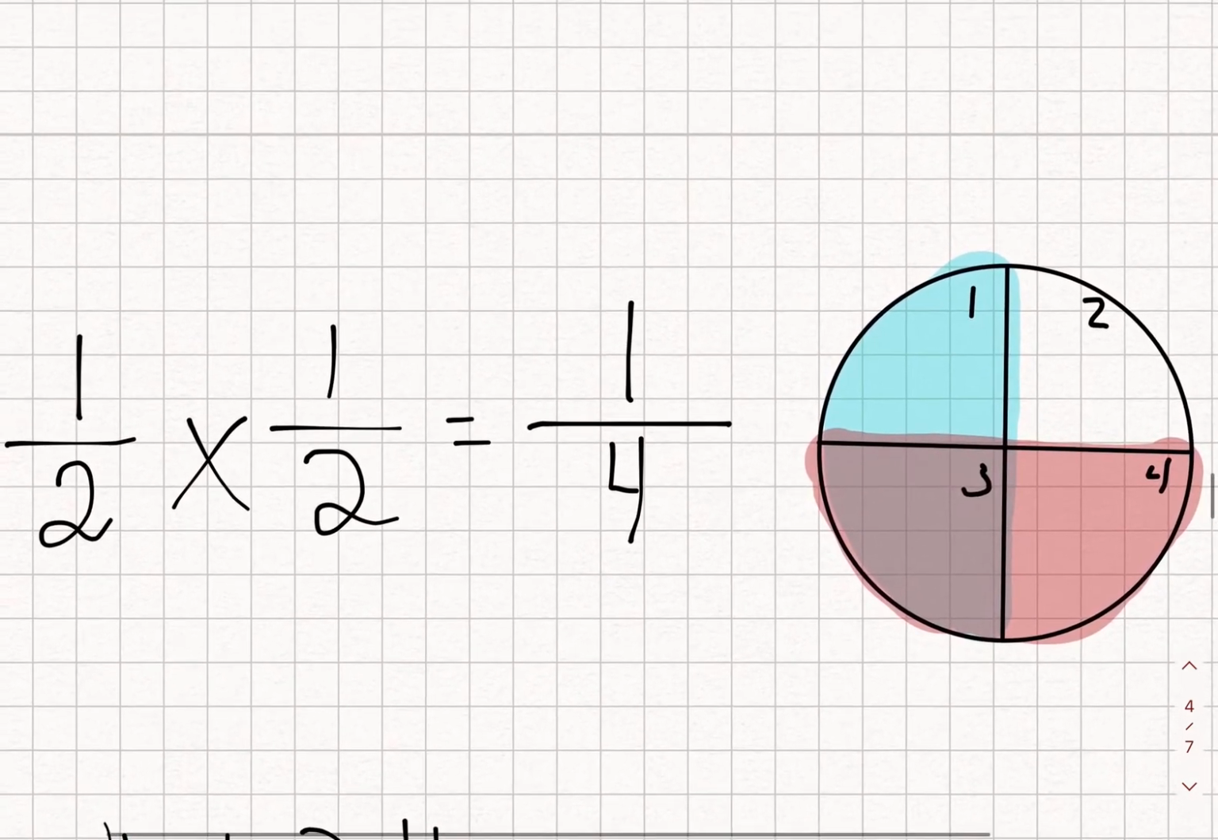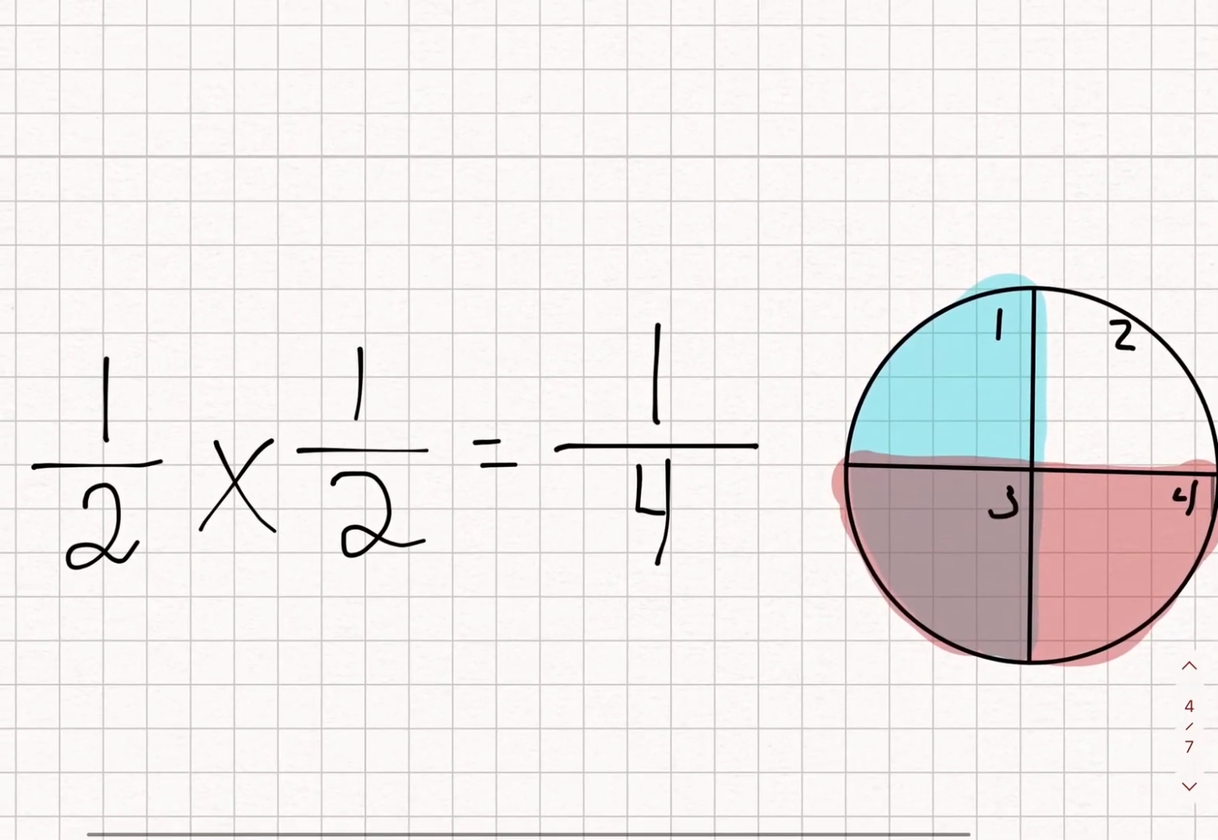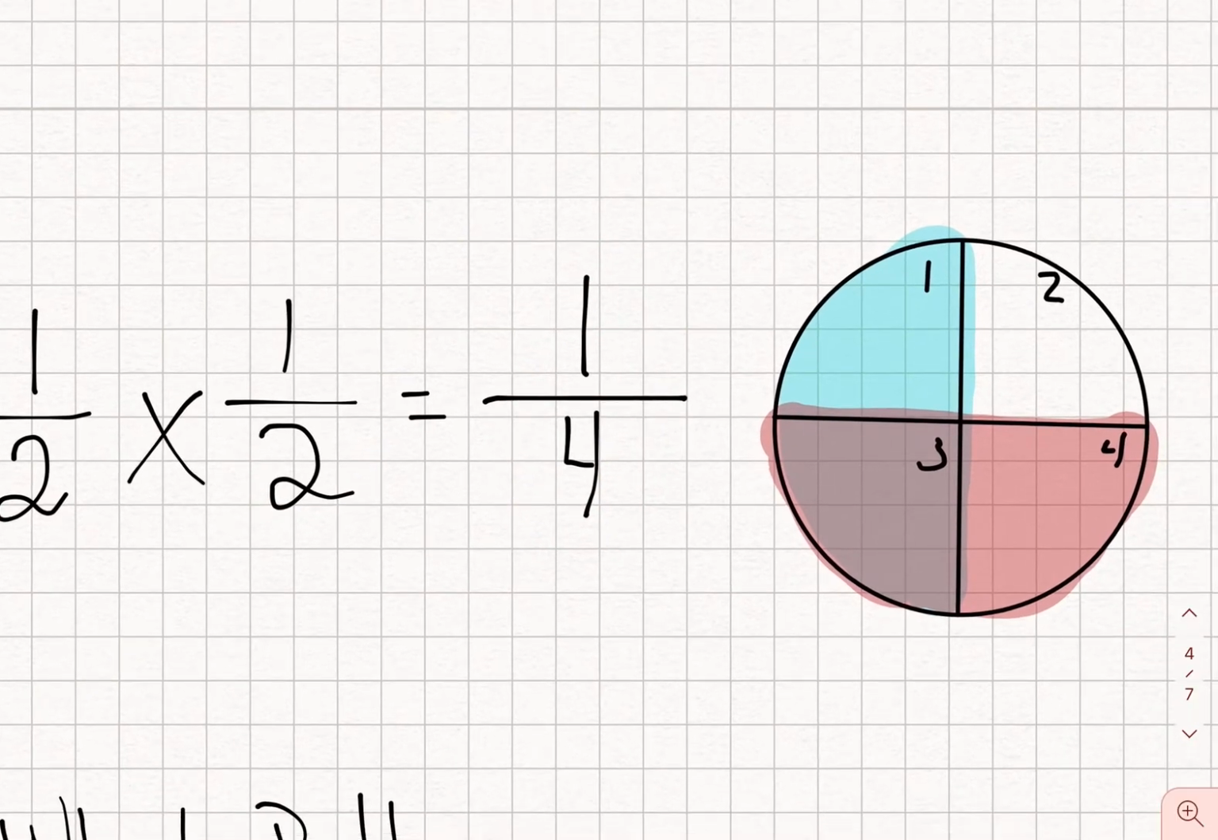So here we see one of our models from last week. So go ahead and write this math problem down again. Write this down. 1/2 times 1/2 equals 1/4. Remember, we solved that last week by shading in 1/2, then shading in 1/2 to find 1/2 of 1/2. And we found that that was 1 out of 4 that was shaded in, or 1/4.